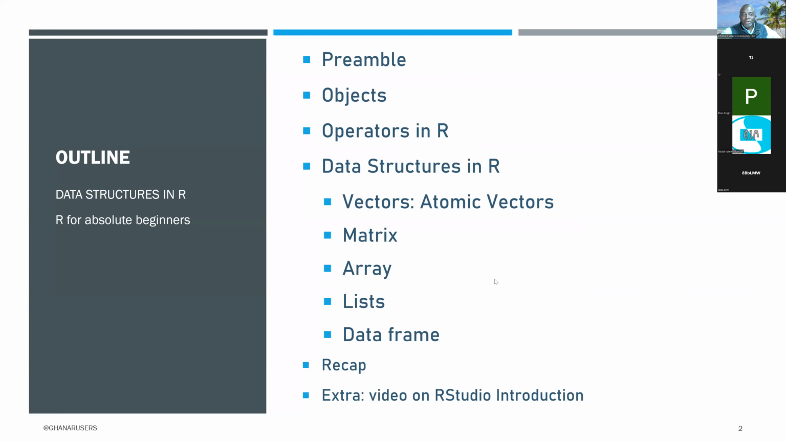Yeah, so our outline will look like this. We have a preamble, and then we're going to talk about objects. In fact, the whole of the talk is just about creating objects. Then we have some operators in R. That leads us into the data structures that we have in R. Among them, we have the vectors, a matrix, array, list, and data frame. Then we do a recapitulation. And then for those who have time enough, we have an extra video to show how RStudio is being used or being opened for the first time.